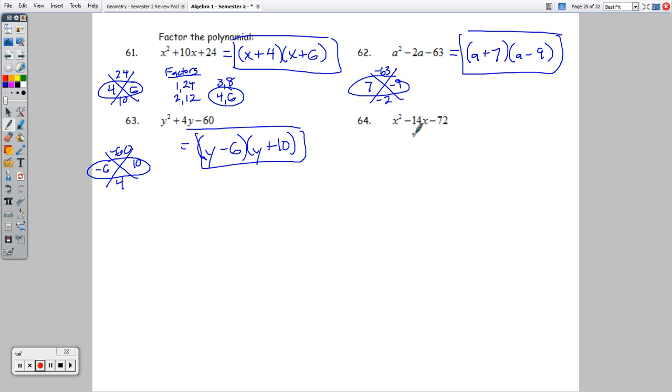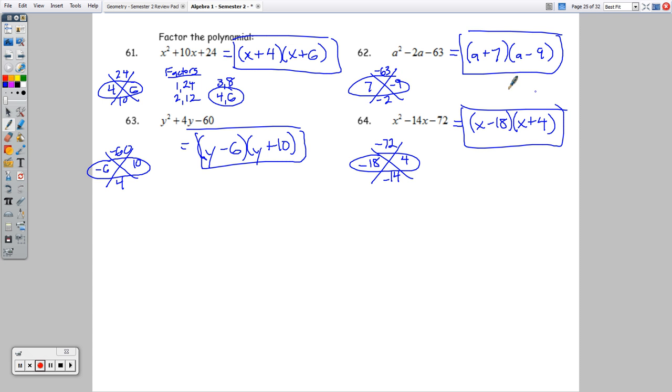Either would be correct. And then on this one, we're looking for negative 72 and negative 14. This one, it might help you to write out the factors. The right combination that would work, though, would be 18 and 4. 18 times 4 is 72. But then negative 18 times 4 would be negative 72, and it would also add to negative 14 like we want. This means that this is your answer on this one.